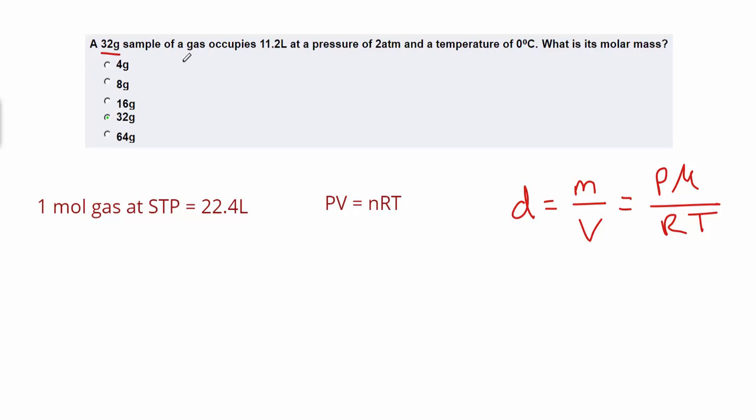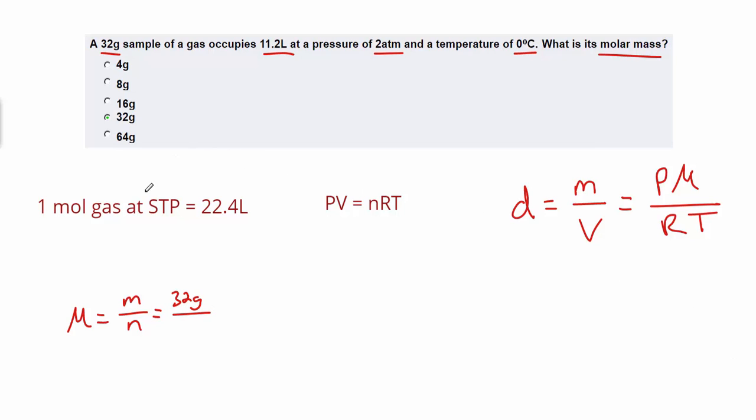In this question, you are given the mass, volume, pressure, and temperature of a gas and asked for its molar mass. There's a couple different approaches here. So one, you should understand that the molar mass of a gas is the mass over the number of moles. So in this case, we're given the mass. We know that it is 32 grams. The only thing we don't know is the number of moles.